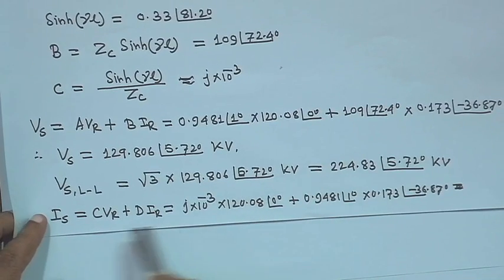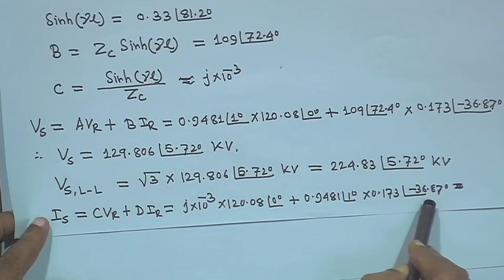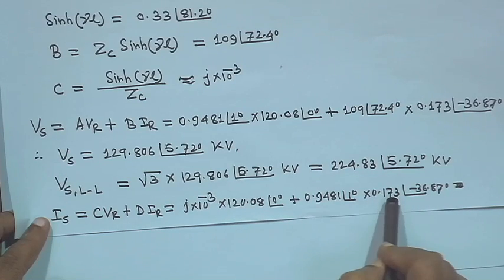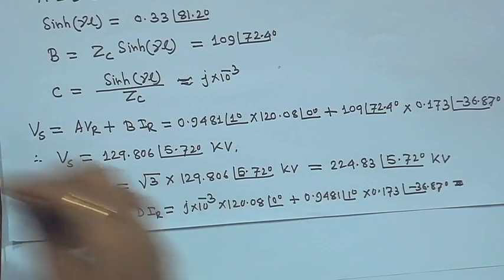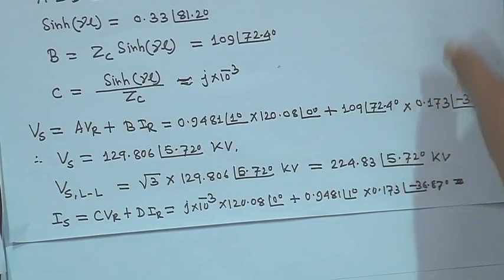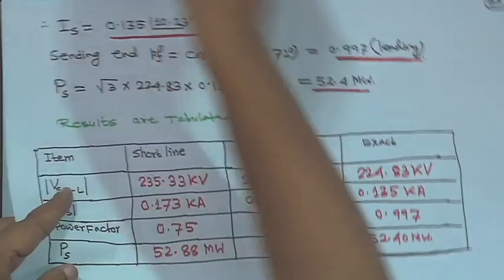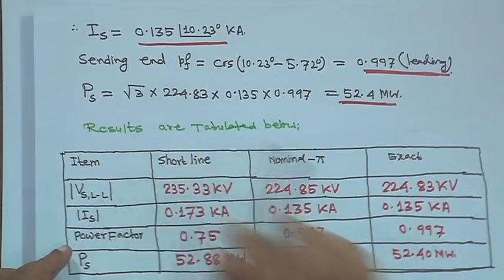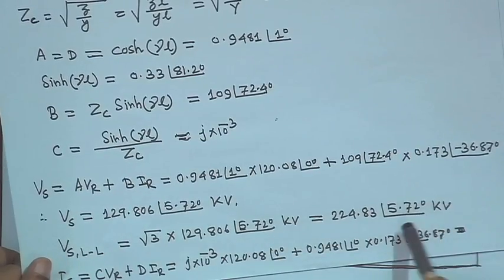Now, similarly, the sending end current Is is equal to C VR plus D IR. C is known, D is known, VR, IR all known, you substitute all these values, not repeating again. Only thing is this is in kV, so this is in kilo ampere, and this part will be in terms of kilovolt. In this case if you compute using your calculator, you will get Is is equal to 0.135 angle 10.23 degree kilo ampere.